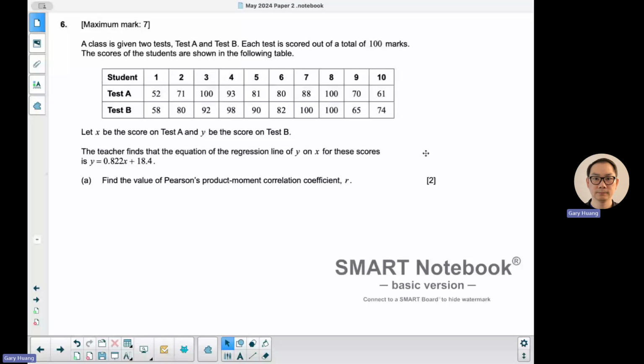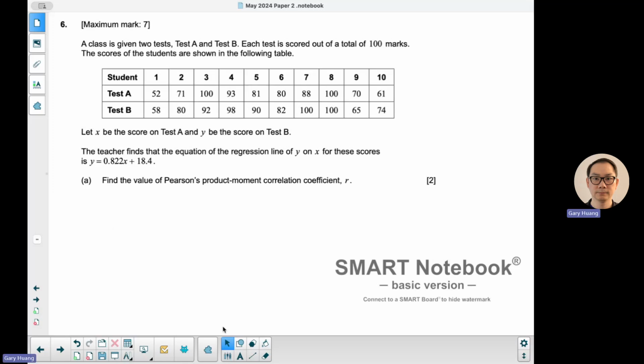Today we're going to look at number 6 of the May 2024 paper 2. As you can see, this is a linear regression question. Part A of the question, you're asked to find the R value.